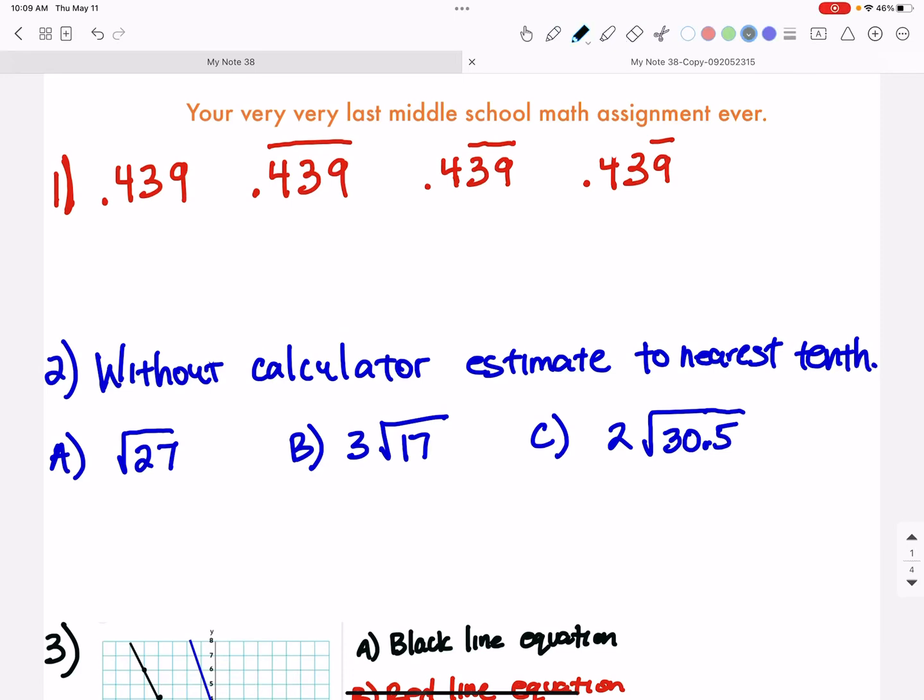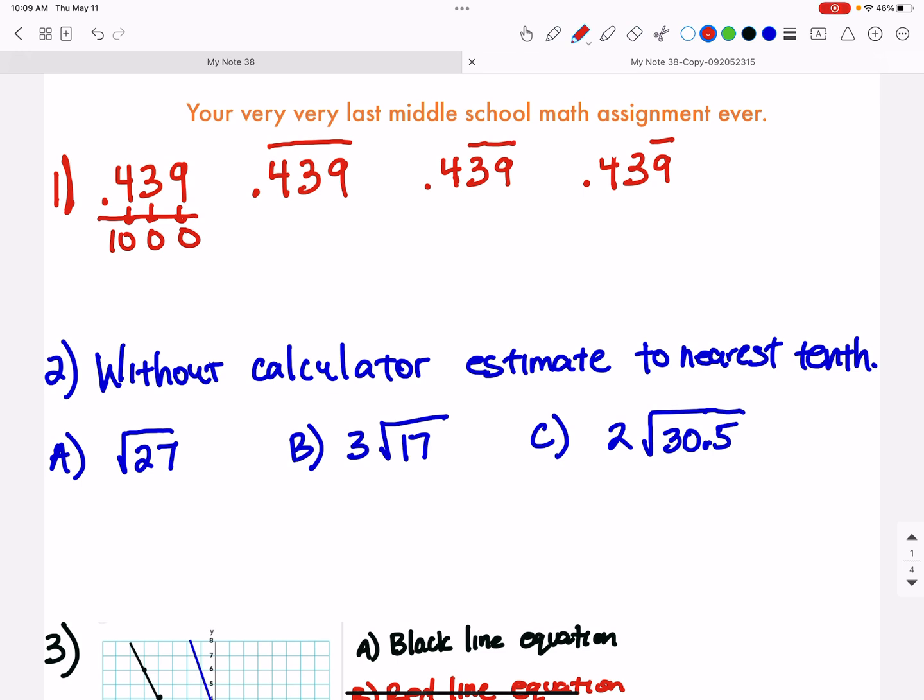I'll give you some hints, but these aren't the answers yet. You've got to do the answers yourself. Okay, for number one, you know that this is the 10ths spot, this is the 100ths spot, this is the 1,000ths spot. So that's just 439 1,000ths. That's the answer.